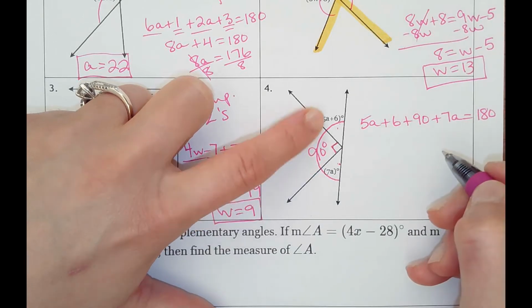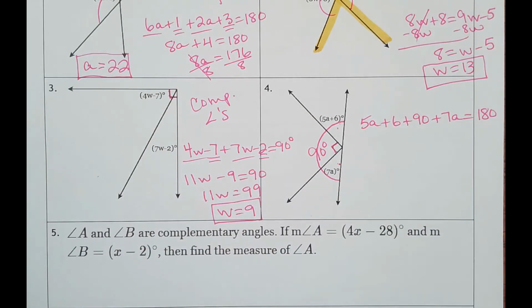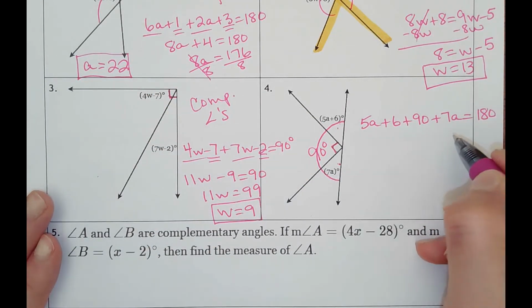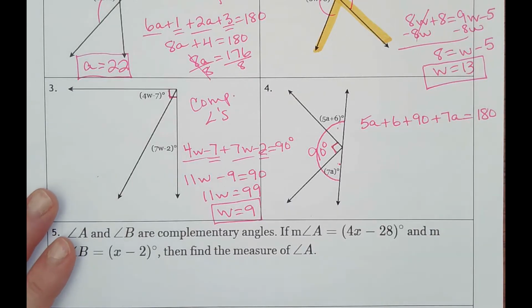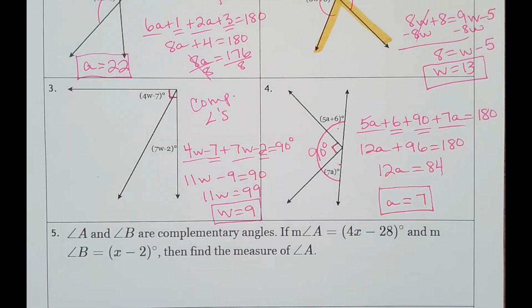So you could have just had 5A plus 6 plus 7A equaling 90. Either way, it doesn't matter. You'll end up with the same answer. So I'll let you solve this one as well. And you should end up that A is 7.